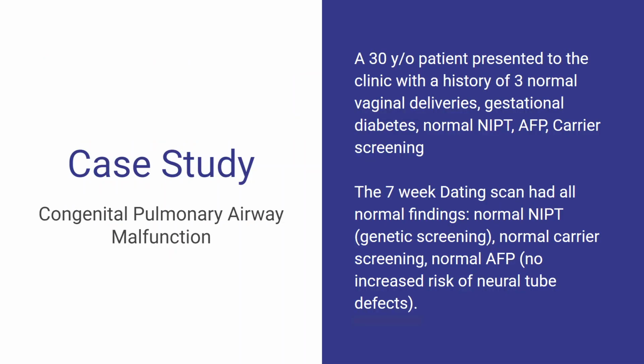So on to this case study. There was a 30-year-old patient that presented to the clinic with a history of 3 normal vaginal deliveries and a history of gestational diabetes. They had normal genetic screening, the NIPT, normal alpha-fetoprotein, so no increased risk of neural tube defects, as well as normal carrier screening, no findings. The 7-week dating scan also had all normal findings, and we will see the images.